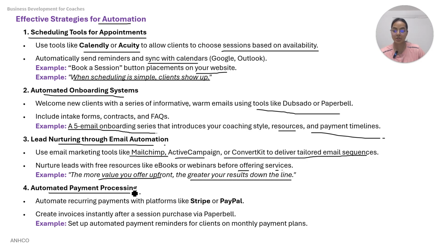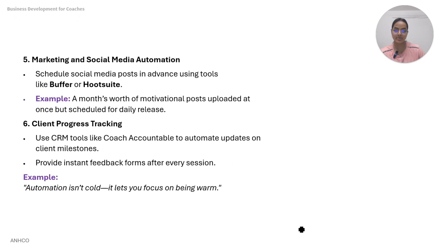Number four, automated payment processing. You can automate your recurring payments with platforms like Stripe or PayPal. You can create invoices instantly after a session purchase via Paperbell. Example, set up automated payment reminders for clients on monthly payment plans. Number five, marketing and social media automation. Schedule social media posts in advance using tools like Buffer or Hootsuite. Example, months worth of motivational posts uploaded at once but scheduled for daily release.